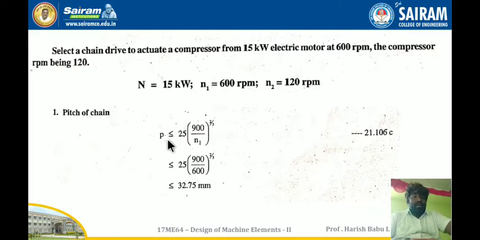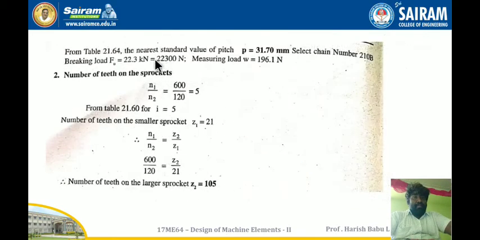So I'm going to use the formula P less than or equal to 25 multiplied by (900 by N1) all to the power of 2 by 3. So I'm going to substitute, and I get that value as 32.75 mm. Once you get this 32.75 mm, I'll go for table 21.64. The nearest standard value of pitch P is equal to 31.75 mm.